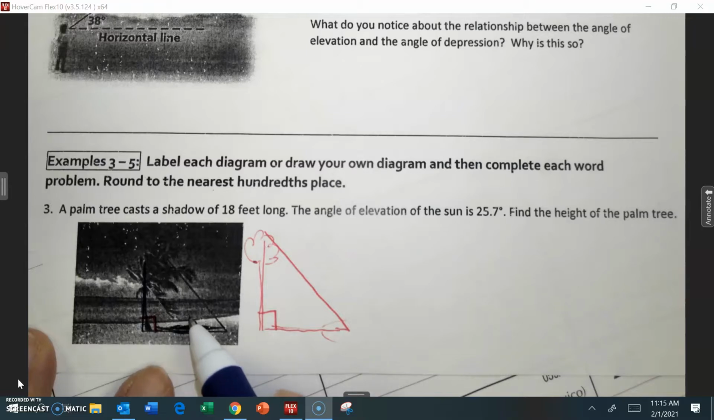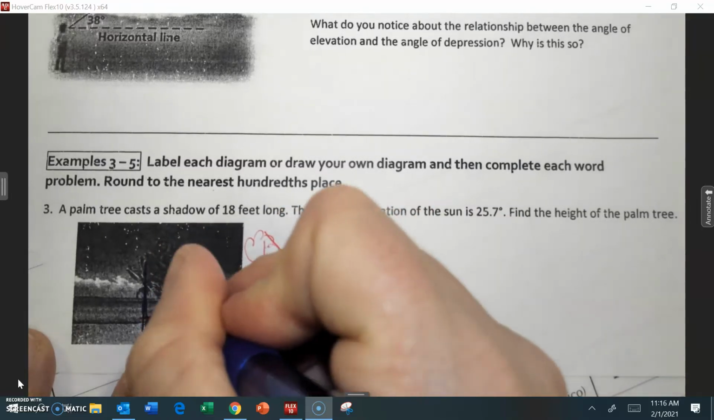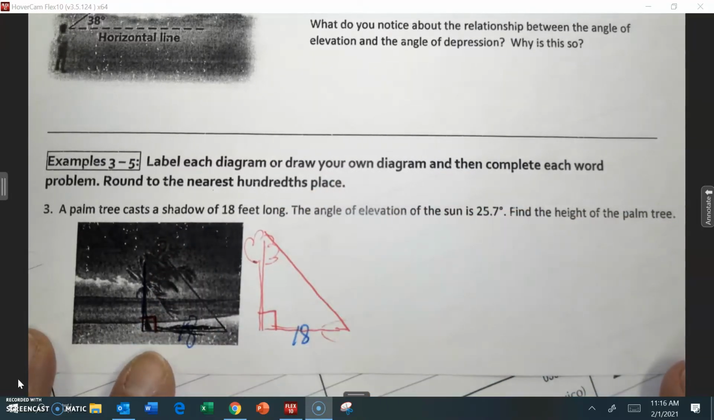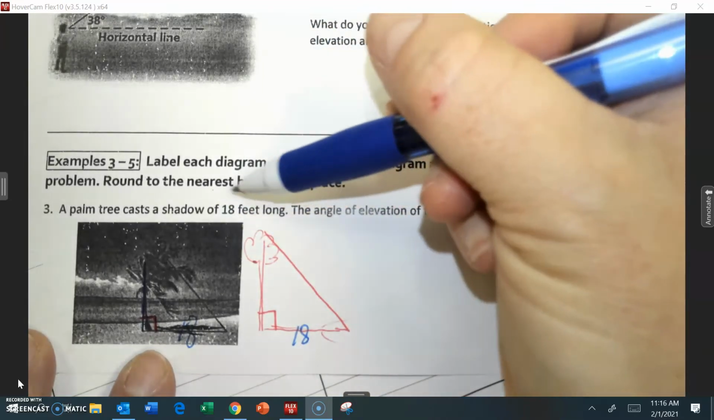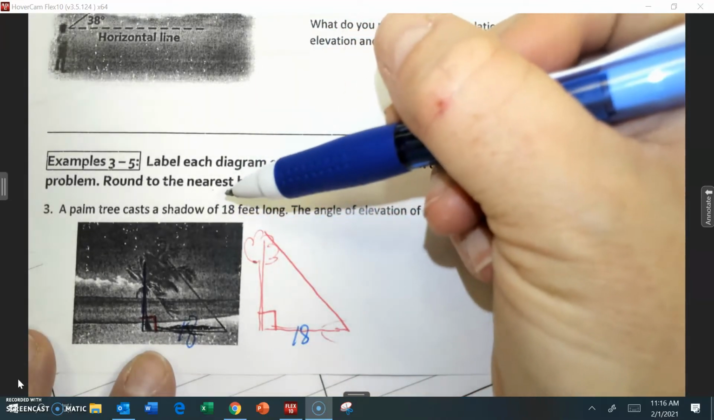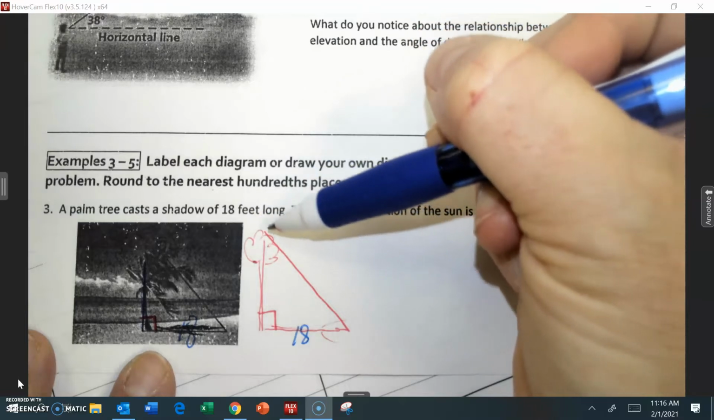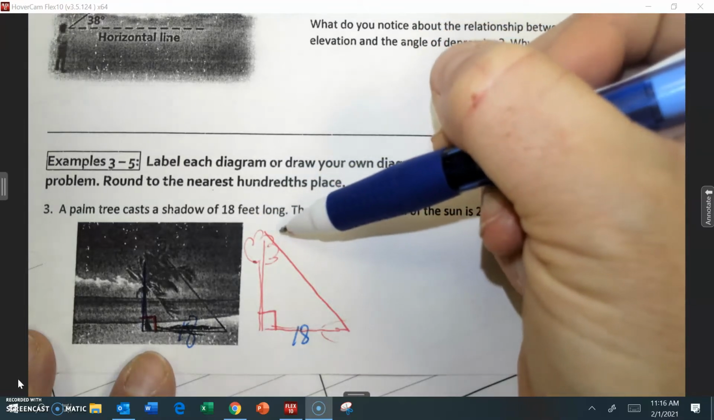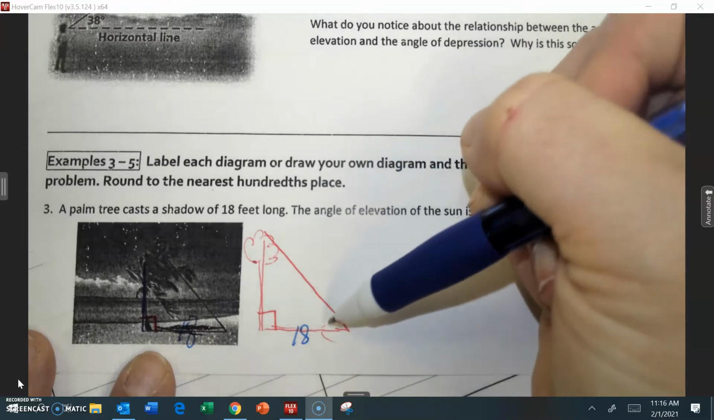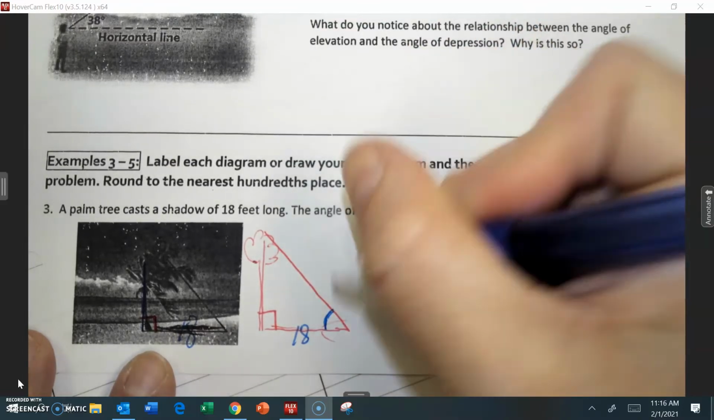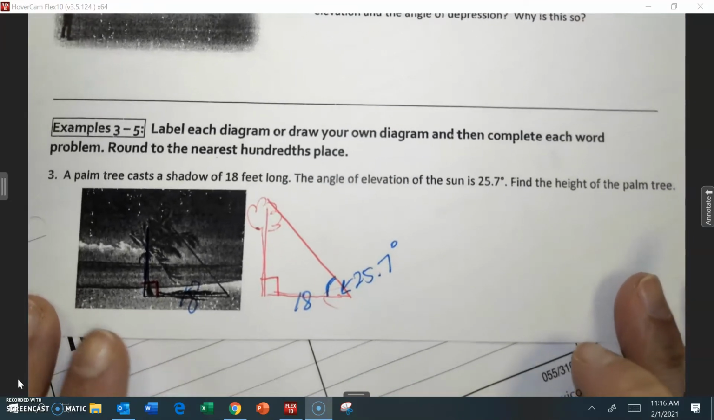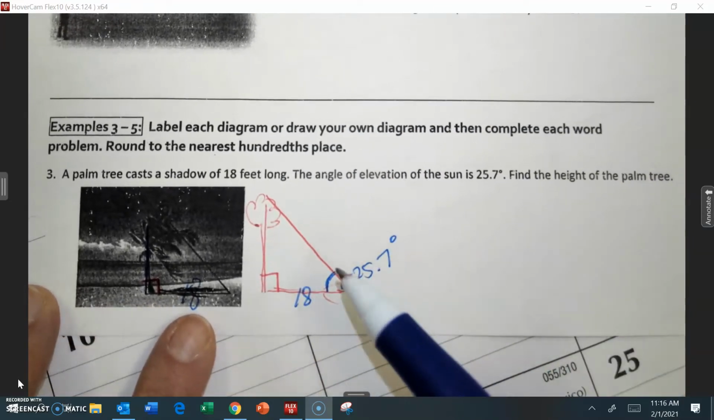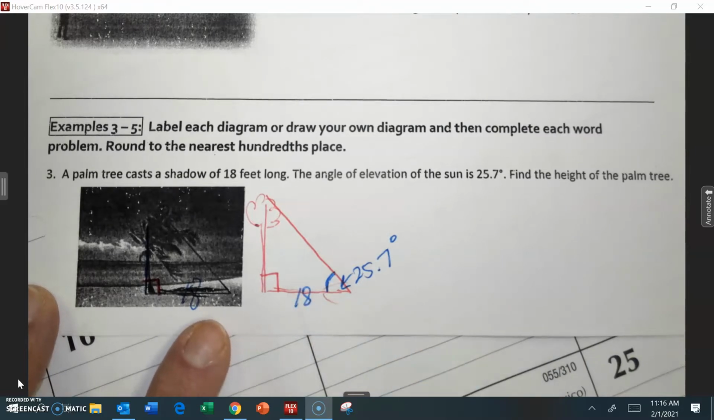Now, if you want to mark it right on your picture, the shadow, which obviously would be on the ground, is 18. So I'm going to write it out here so you can see it. And then our angle of elevation of the sun. Well, the angle of elevation means you're looking up. And some people are like, well, the sun's up here. Well, what it means is that the sun's back here. So it's casting this angle right here on the outside is casting down. So the angle of elevation would be equal to that. And this would be 25.7 degrees.